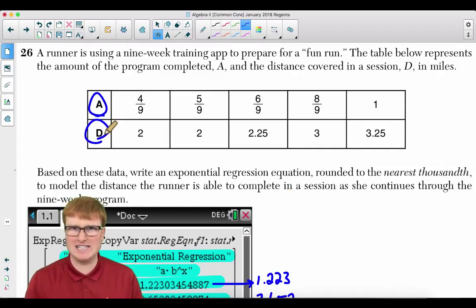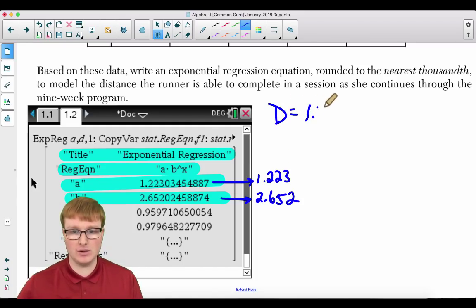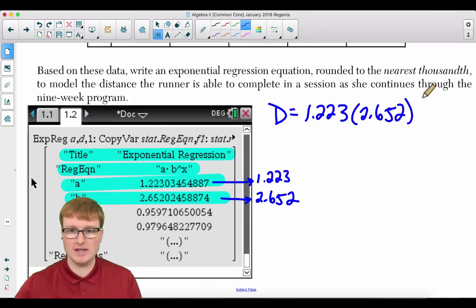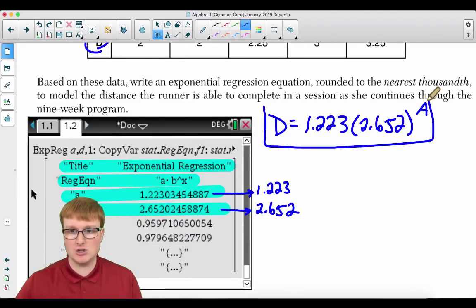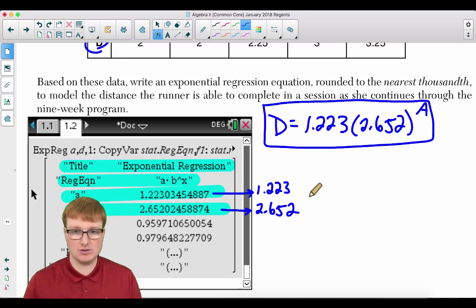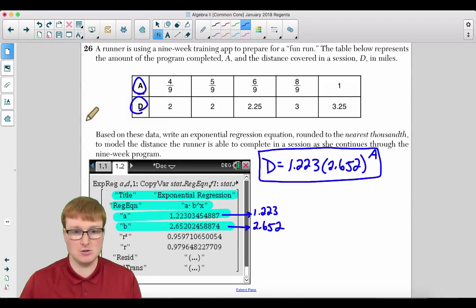I'm not sure. I did not look this up. I'm not sure if you wrote X and Y, you got full credit. I assume that you wouldn't because they specifically said A and D several times. So this is D is equal to 1.223 times 2.652 raised to the A power, because that is technically X. So this, ladies and gentlemen, is actually your correct answer. D is equal to 1.223 times 2.652 raised to the A power. All right, that's how you do that question.